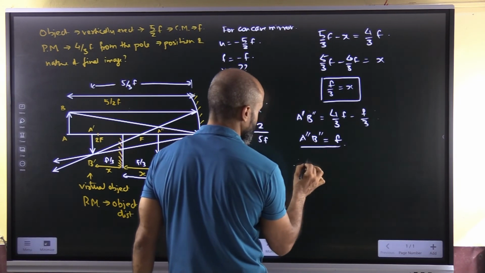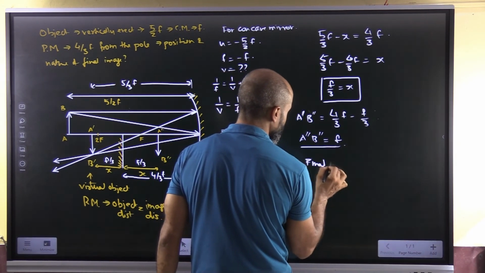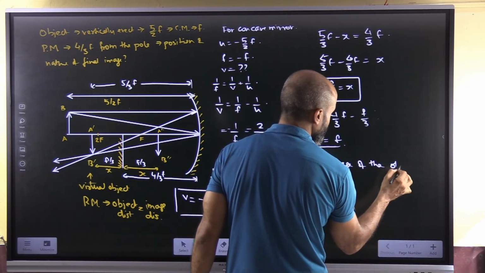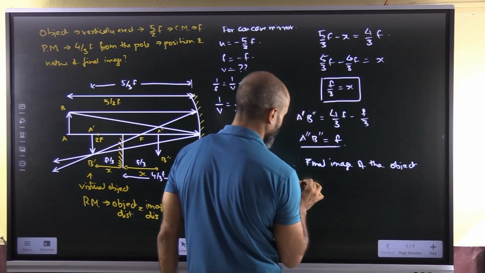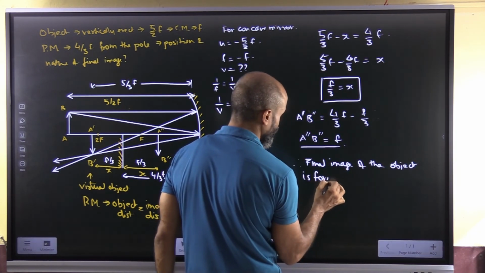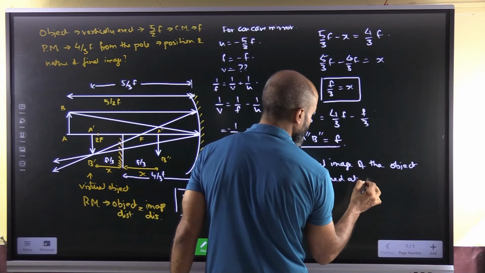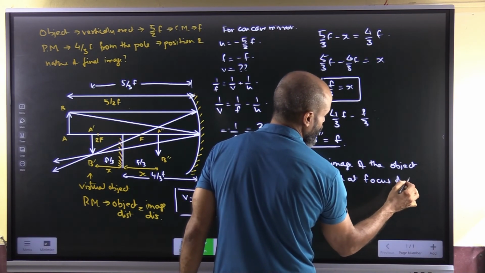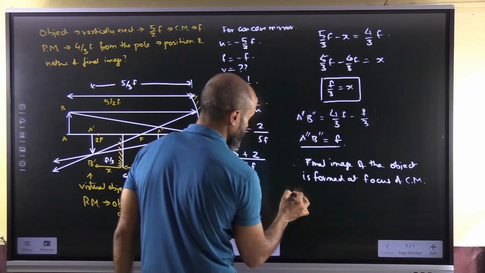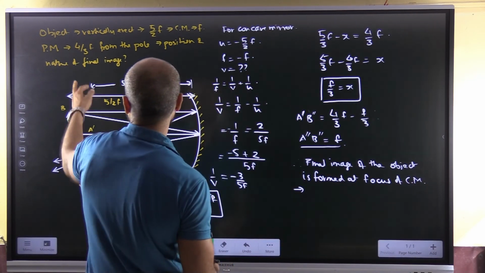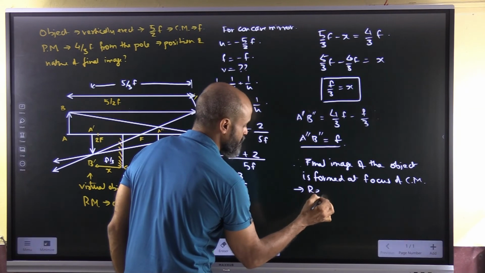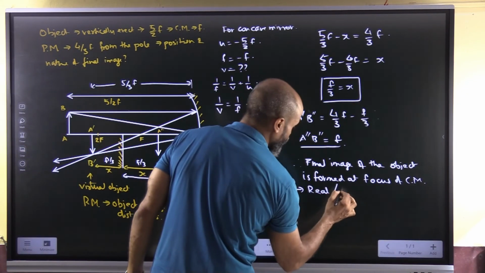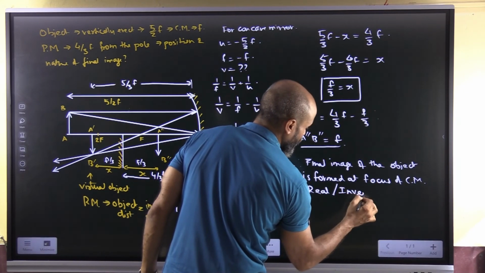So therefore we can say the final image of the object is formed at the focus of the concave mirror. And what is the nature of the image? Nature obviously is real because it is formed on the same side, and it will be obviously inverted.